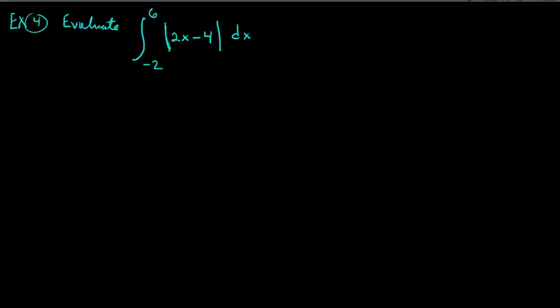Okay, I think one more. We want to evaluate this definite integral. So a is negative 2, b is 6, and the integrand, so my little f, lowercase f, is just the absolute value of 2x minus 4. Okay, so this is going to be a problem because remember we want our antiderivative before we plug in the negative 2 and the 6. So let's find that antiderivative first.